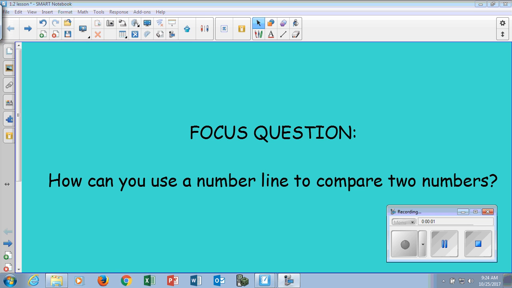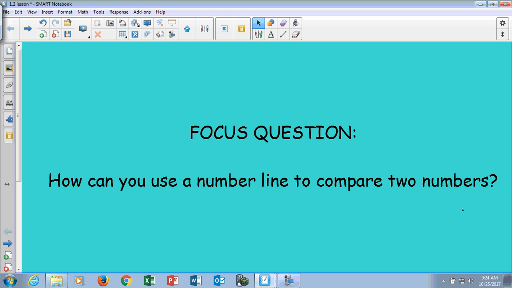Investigation two, and really start diving into negative numbers: how can you use a number line to compare two numbers? All right, that's kind of what we're going to get out of this when we get to the very end.